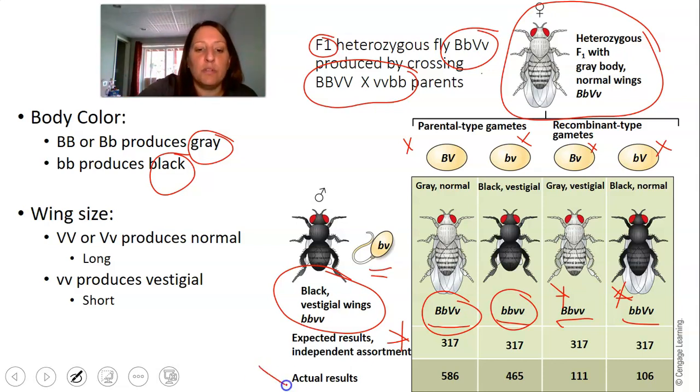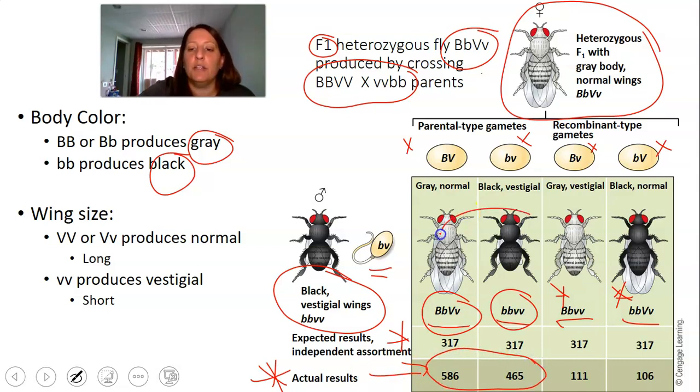The actual results here are not a 1-to-1-to-1-to-1 ratio. So the results that Morgan got looked like this. If you look at these numbers, there's a whole lot more of the flies that look like one of the parents, and there's very few of the flies that didn't look like either parent. And so he hemmed and hawed and tried to figure this out.